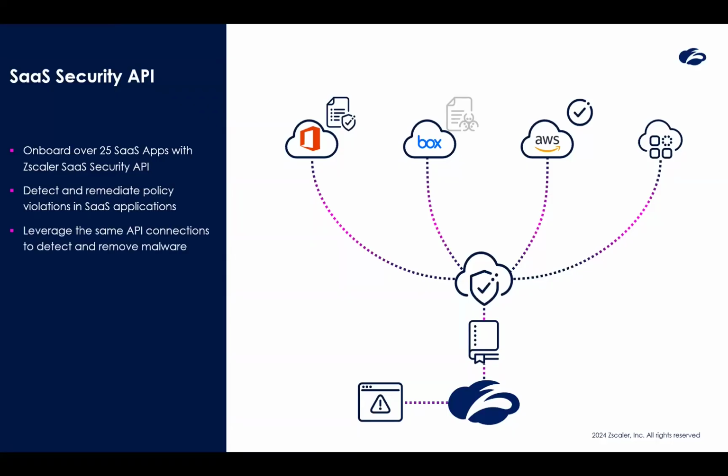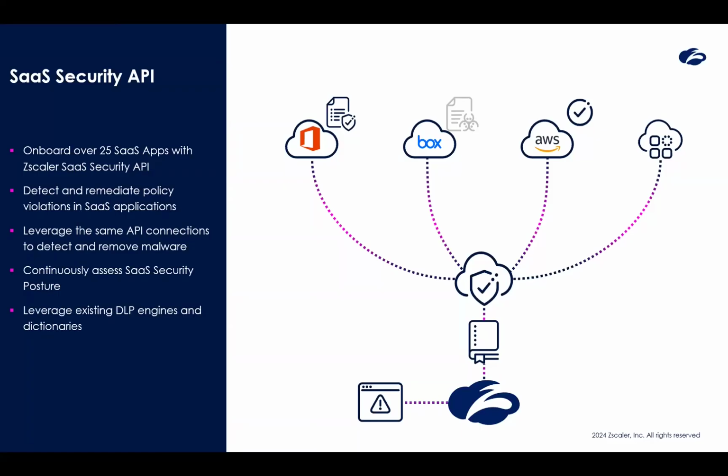The same API connections are leveraged to detect and remove malware inside your SaaS tenants as well, protecting them, your users, and your data from malicious files. Additionally, this same connection can be used to continuously assess SaaS security posture for these tenants.